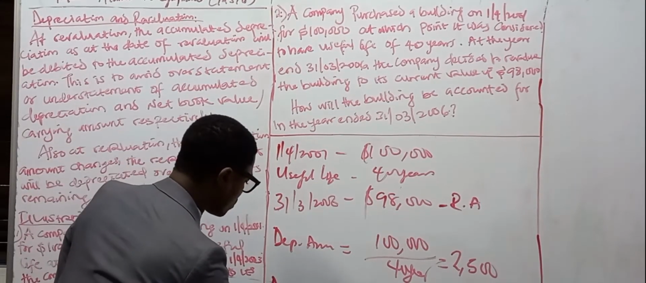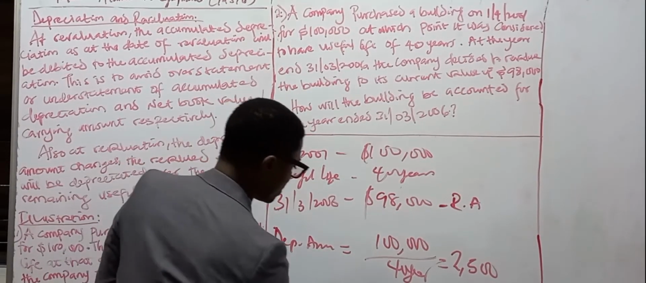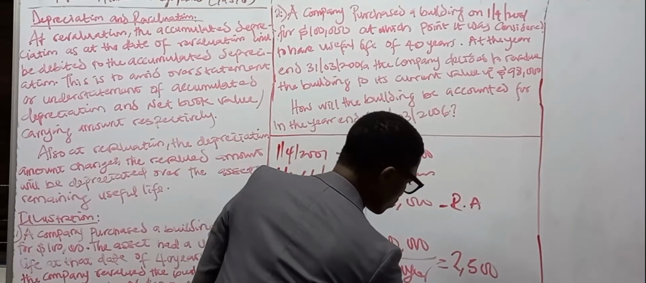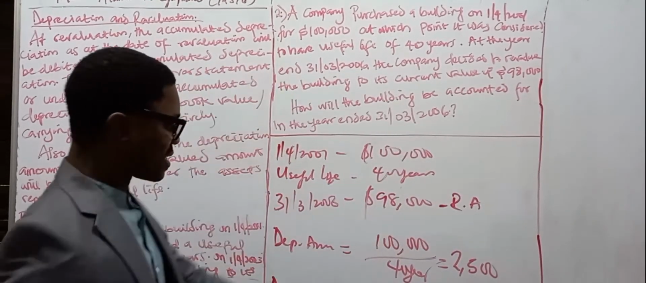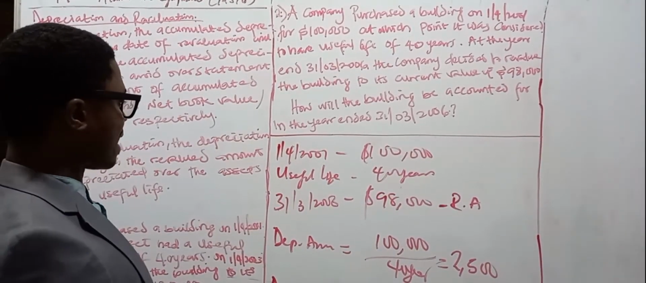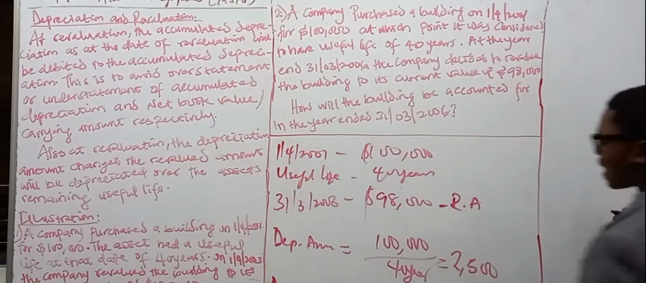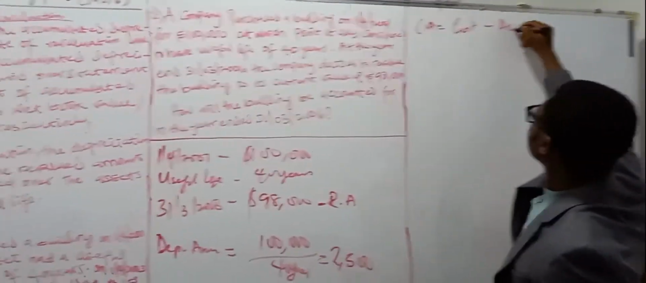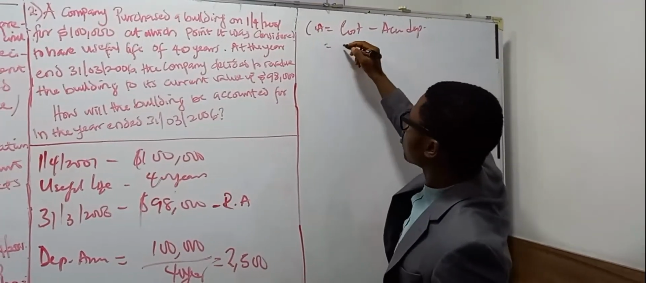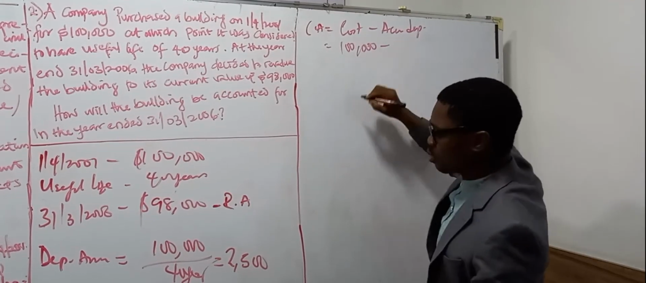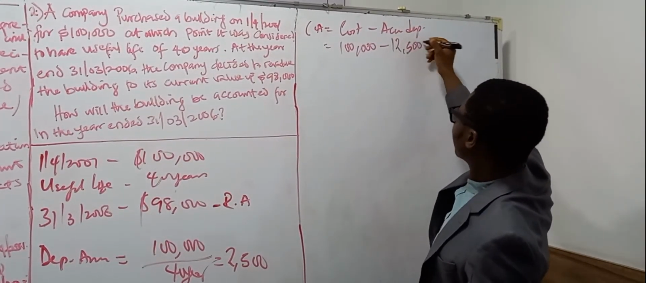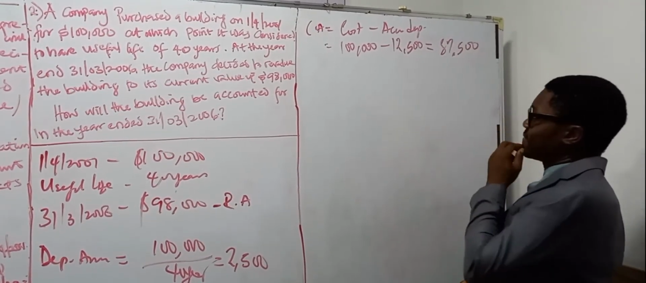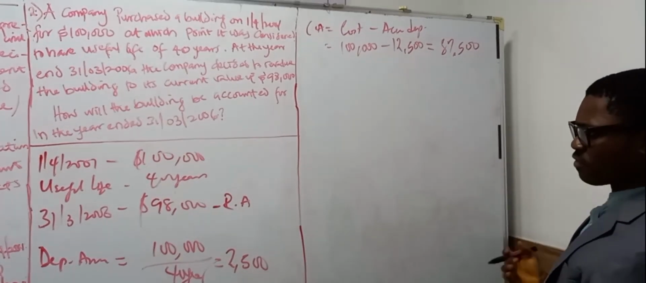So accumulated depreciation after 5 years will be 2,500 multiplied by 5, and that will give us 12,500. That's the accumulated depreciation. So what is the carrying amount as at the end of 2006? The carrying amount is cost minus accumulated depreciation, and this will be 100,000 minus 12,500. This will give us 87,500.